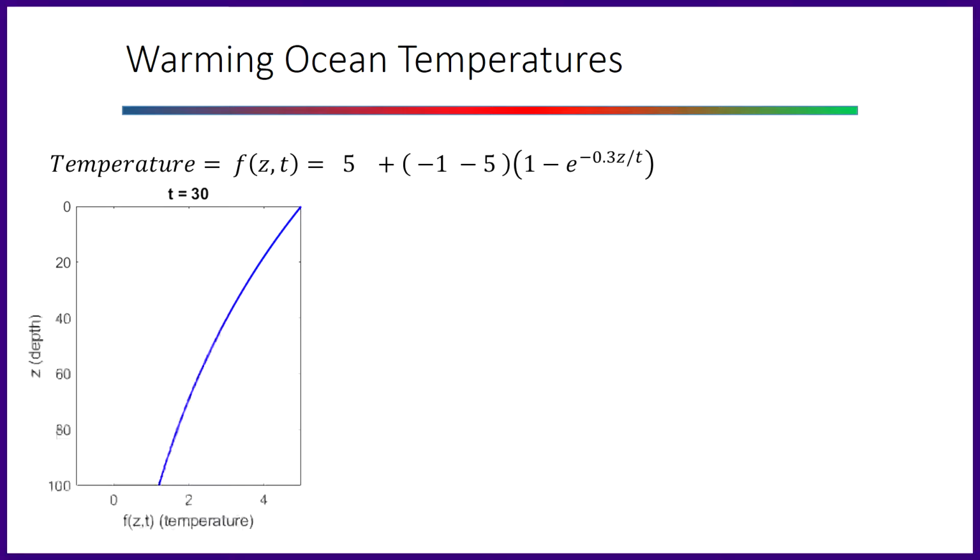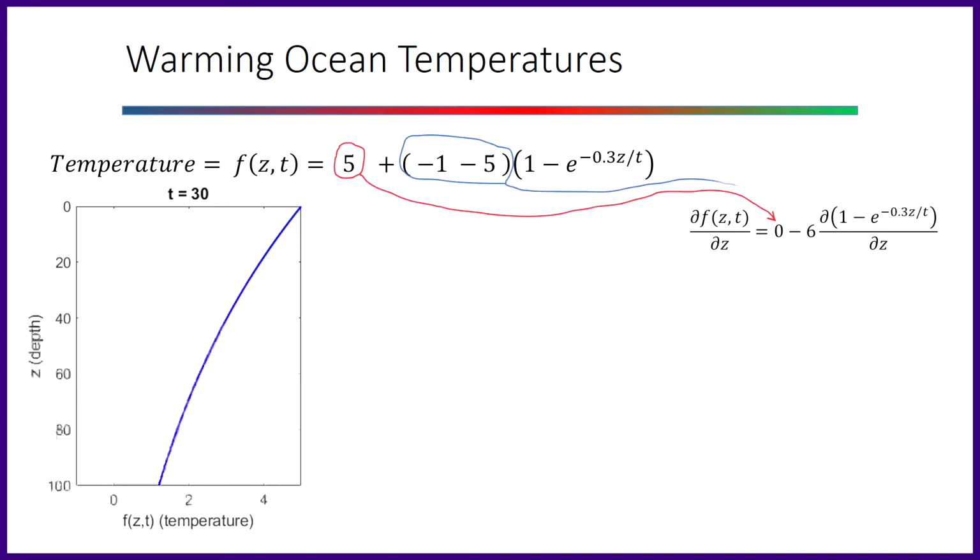Let's start with a partial derivative of f of z comma t with respect to z. This is going to be equal to 0 plus -6 times the derivative of 1 minus e to the -0.3 z over t. The 0, of course, comes from the derivative of a constant, and the -6 comes because we're multiplying the next part by -1 minus 5.